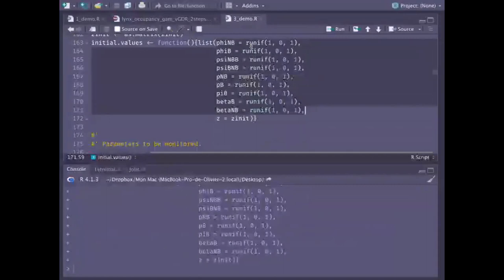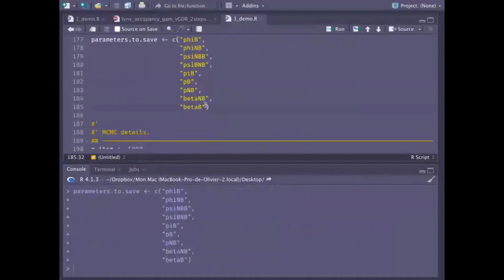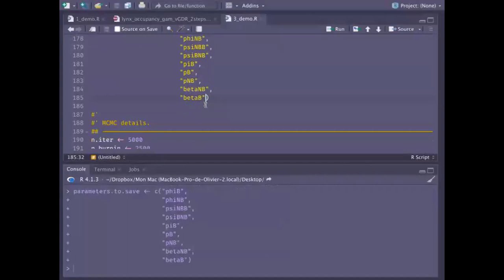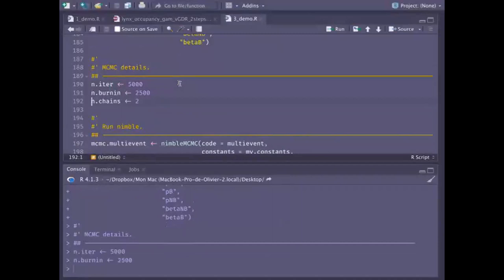The parameters to be monitored: all the demographic parameters. I could monitor the latent states because they are estimated at the same time, but it would be a huge list of outputs and I don't want that. I don't need them at the moment. So let's stick to demographic parameters and not the latent states. Then the number of iterations, burn-in period, number of chains.